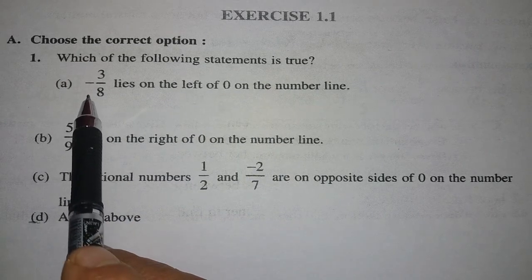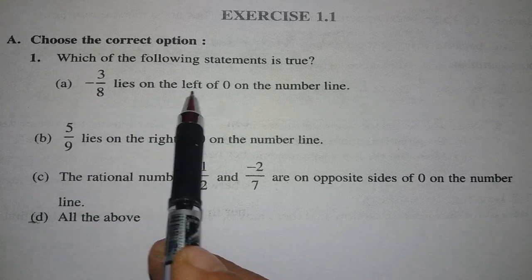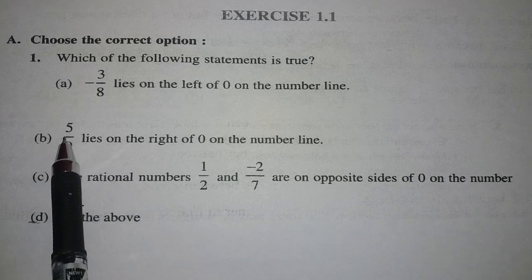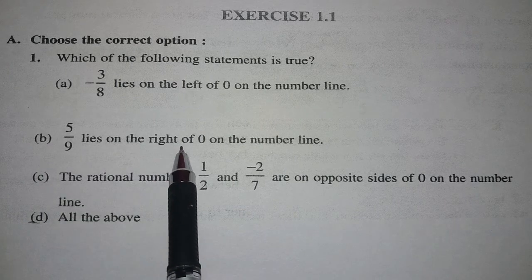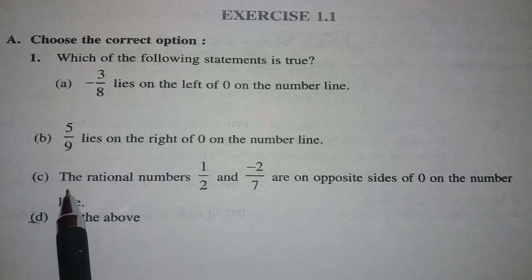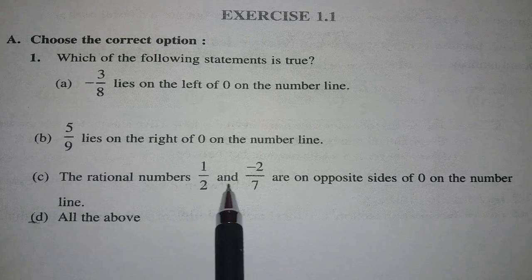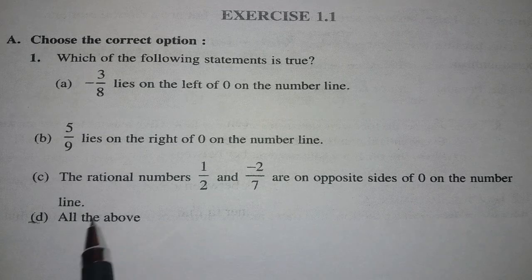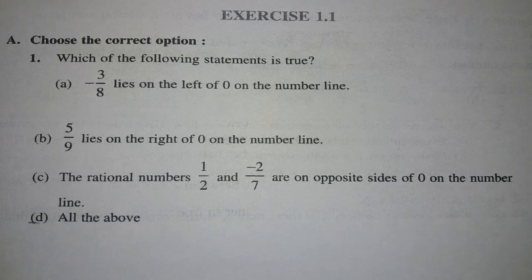The first option is minus 3 by 8 lies on the left of 0 on the number line. And second option is 5 by 9 lies on the right of 0 on the number line. And C, the rational numbers 1 by 2 and minus 2 by 7 are on the opposite sides of 0 on the number line. Now the last option is all the above.